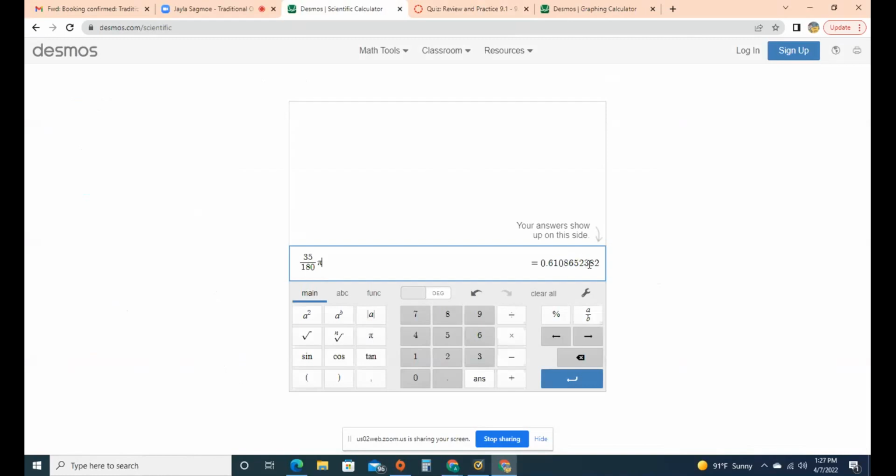Now see how it converts it to a decimal? You don't want that. You want to leave the pi out when you're doing calculations, because when you put pi in, it'll always give you the decimal, and you don't want that. You know there's a pi with your answer.